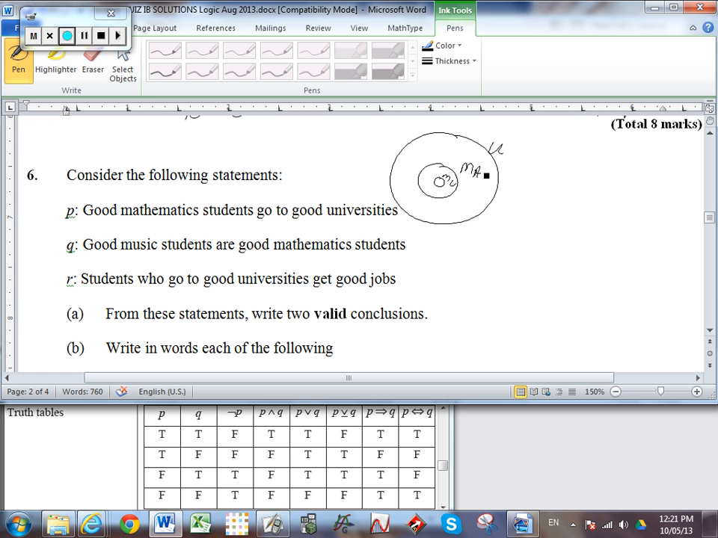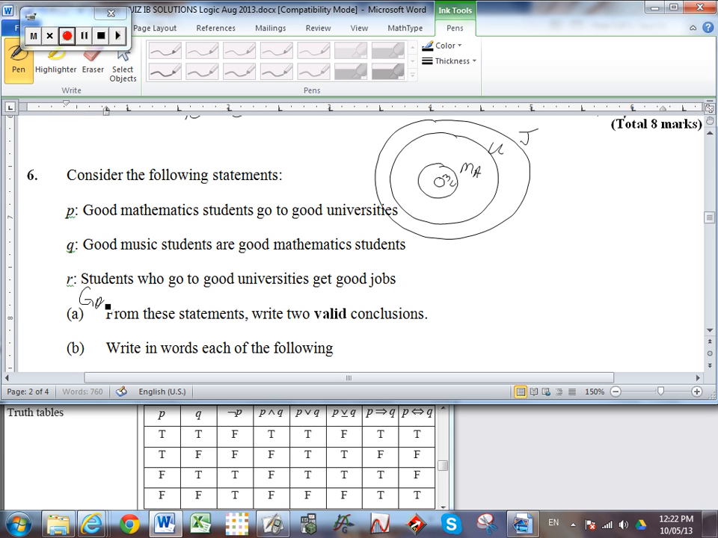And third, proposition R says students who go to good universities get good jobs. So the universities set is in turn contained entirely within the ones who get good jobs. So there's a Venn diagram structure of the situation. We need to write 2 valid conclusions. Well, one possible valid conclusion might be that good music students go to good universities, because the good music students are entirely contained within the good universities set. So let's write that one down as a possibility.